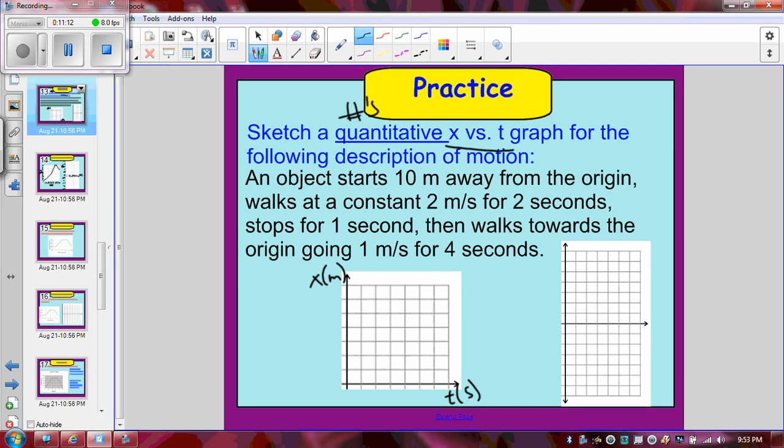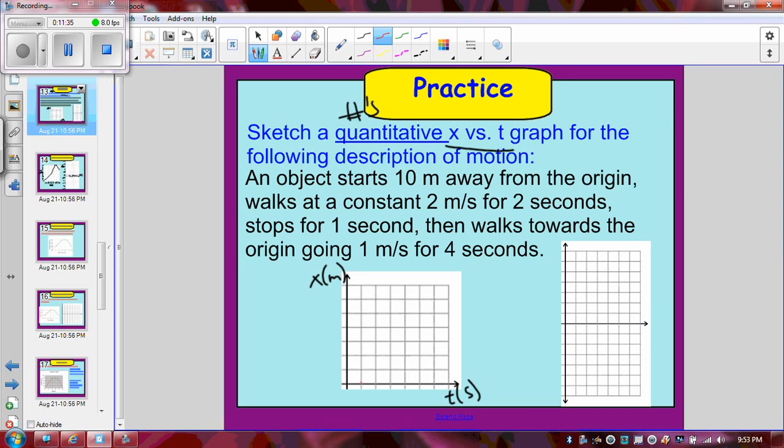Alright, the next thing I want to notice is I want to figure out what's going to be my intervals. For example, time. What do I want to make time go out to? Let's think about the actual motion of this object. It looks like the motion of this object moves for 2 seconds, stops for 1 second, and then goes back for 4 seconds. Or in other words, is moving for a total of 7 seconds.